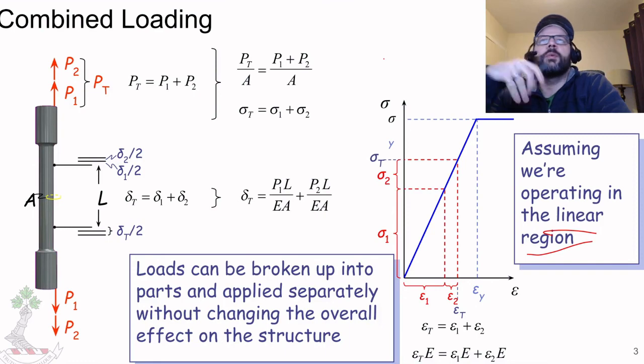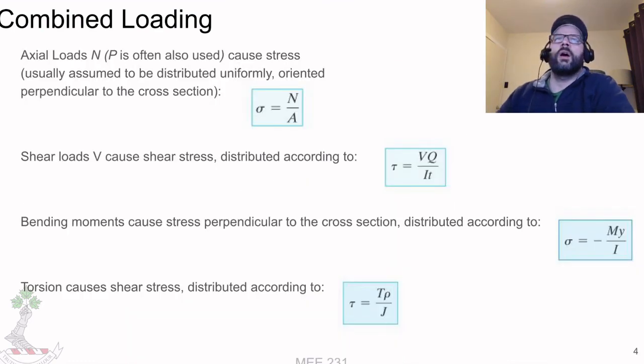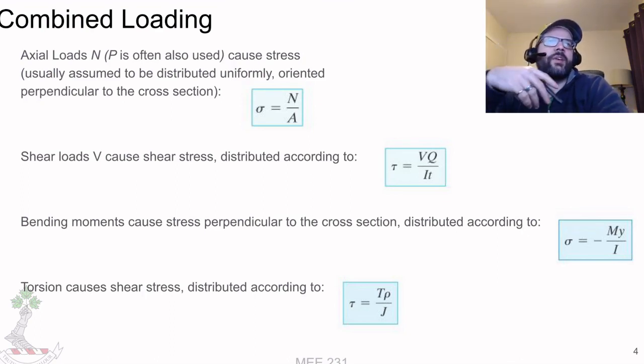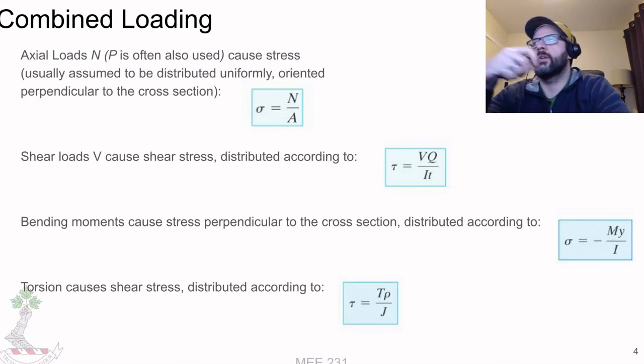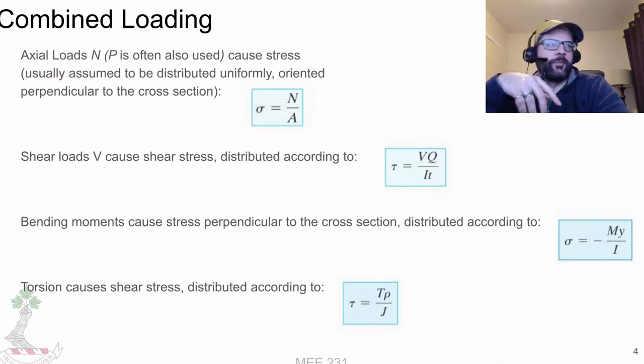Quick reminder about what type of loads occur. So we got our axial loads. They're causing stress. That stress is oriented perpendicular to the cross section, and again, typically just assumed to be distributed uniformly, which is a reasonable assumption based upon St. Venant's principle, as long as you're reasonably far away from where the point of application of the force is. So again, that's just the force over the cross-sectional area.